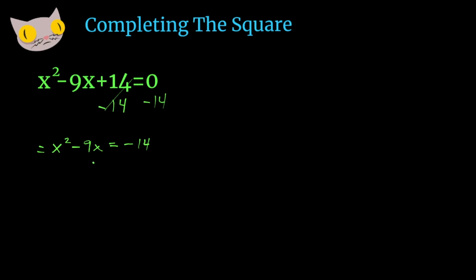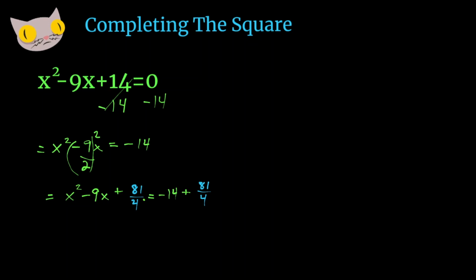Next, let's take the coefficient of the x term. We're going to take that number, divide it by 2, and square it. And we're going to take the result of that and add it to both sides of the equation. So we took our coefficient in front of the x term, which is negative 9. We divided that by 2. We squared the result. And then we added that result to both sides of the equation.